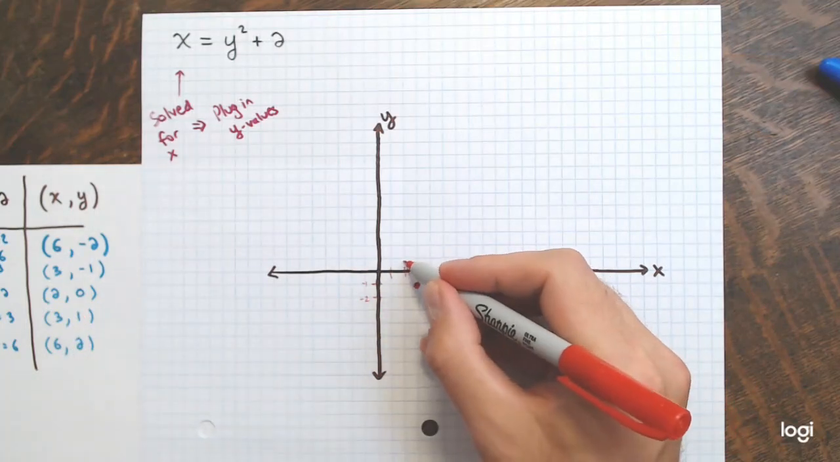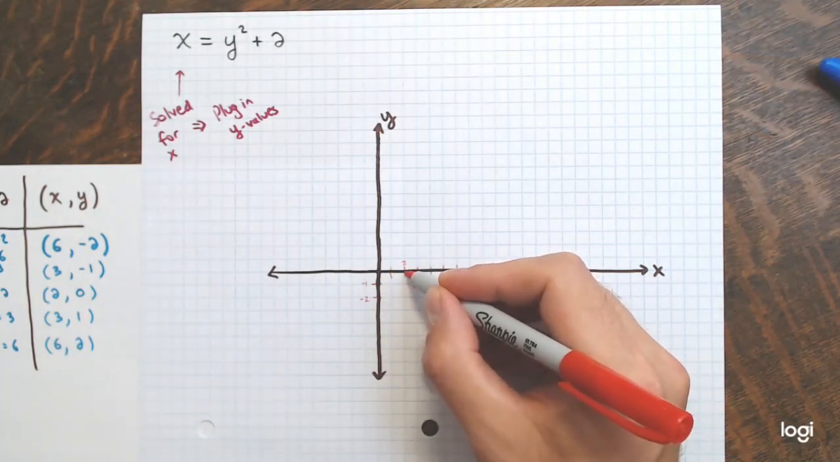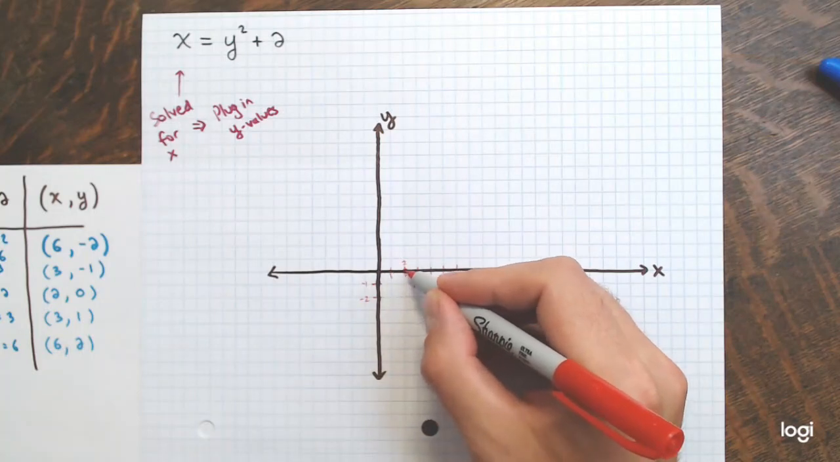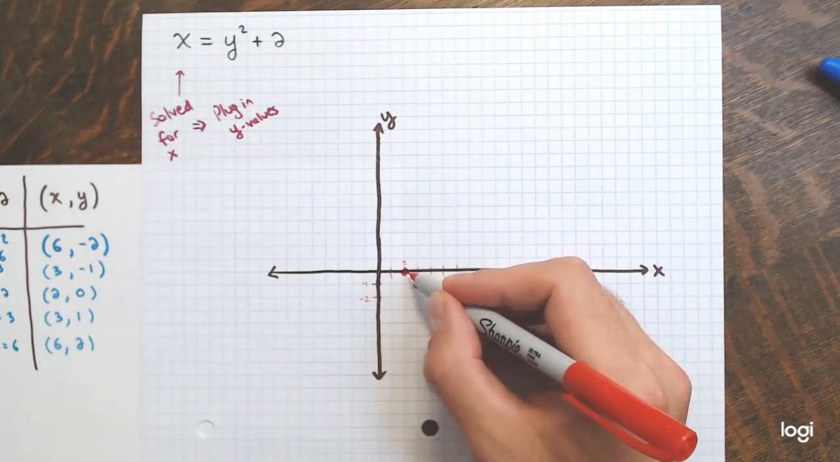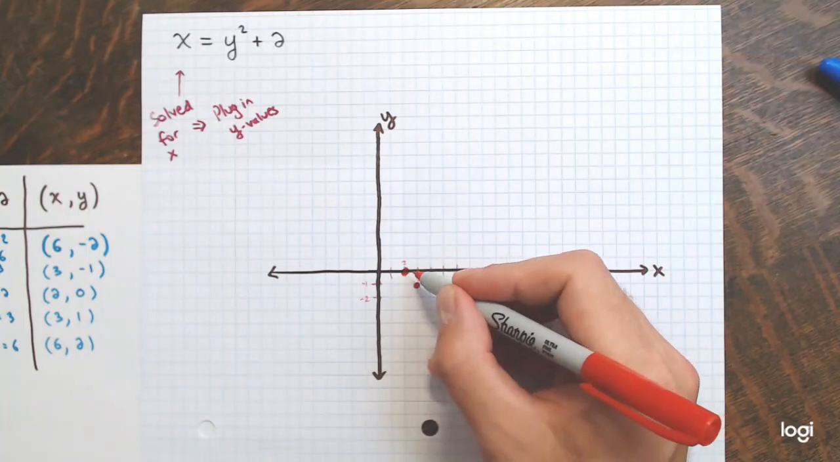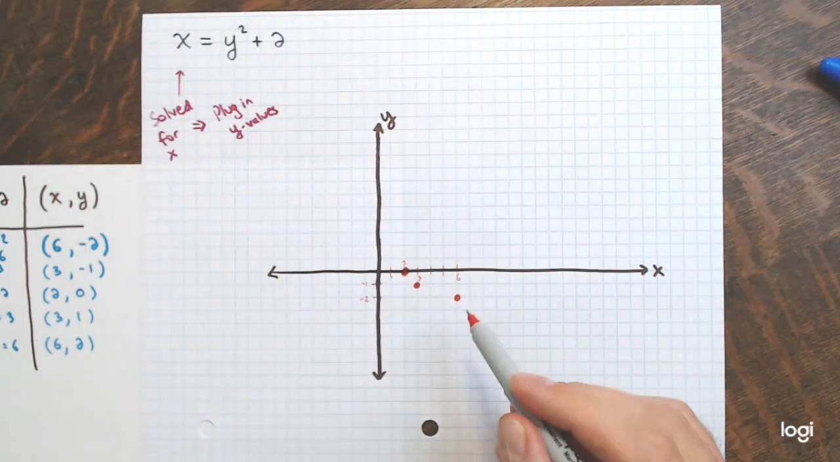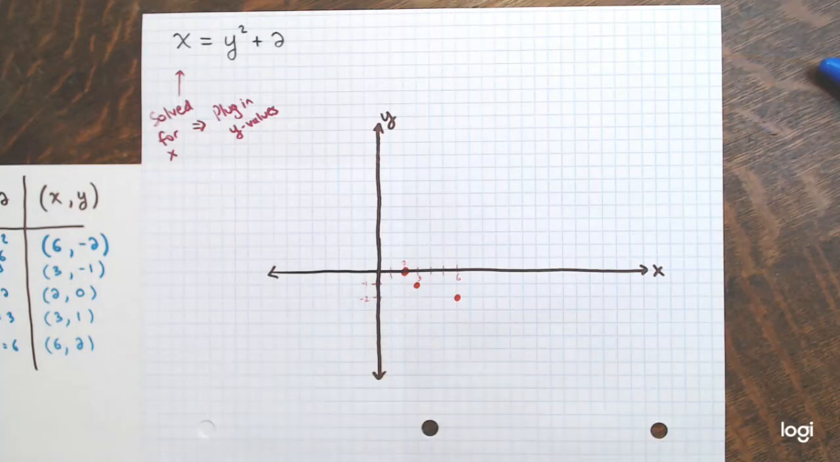So 2 for x, and since y is 0, I'm not moving anywhere. I'm in line with the middle of the y-axis. So it's got a y coordinate of 0. Your point is on the x-axis. So there's 2, 0. And notice it's definitely not a straight line.